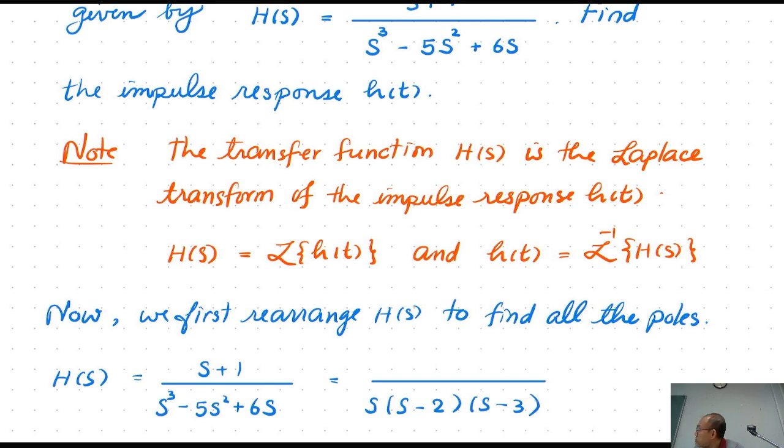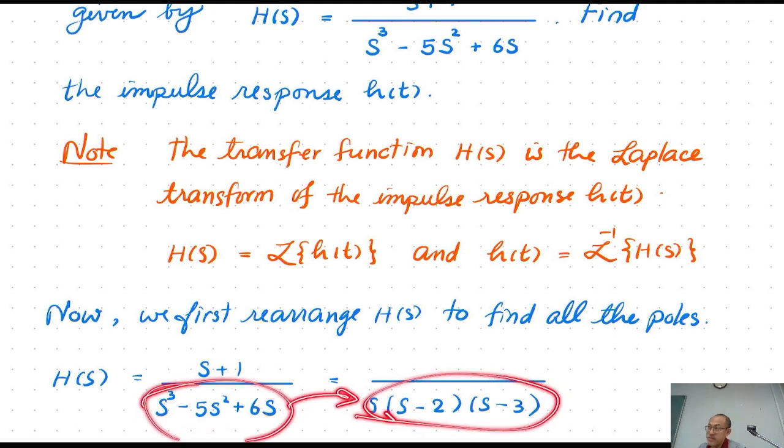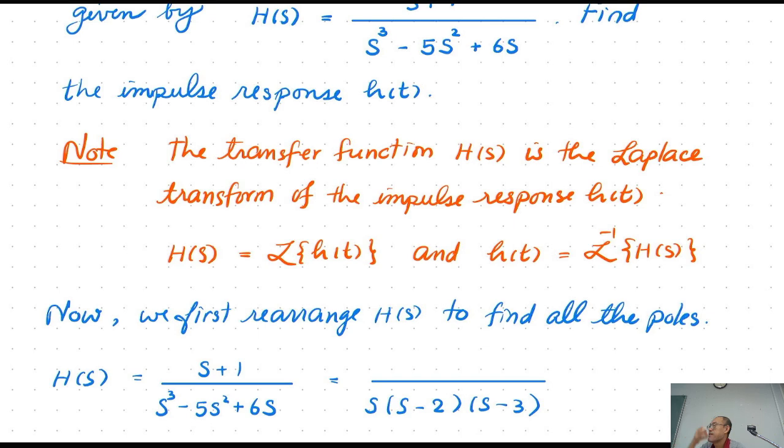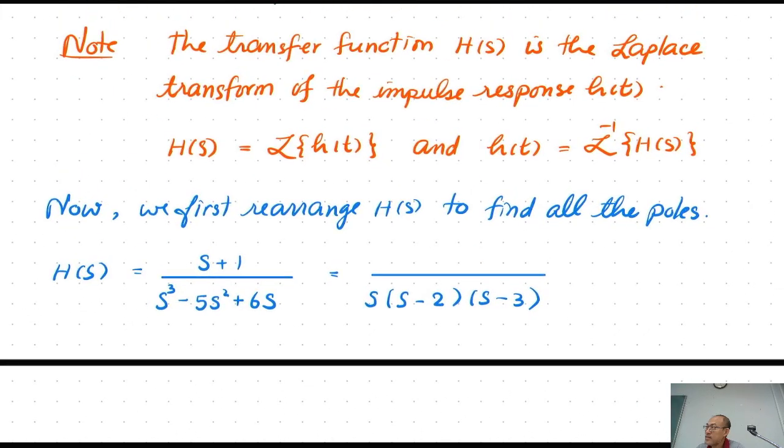Now, please don't ask me how to go from here to there. You should be able to know it. You should be able to do it. Going from this to this, please know it. I can't teach you this. It's from high school. So the numerator is the same, doesn't change. So now we are in the rational form, right? This is in rational form.